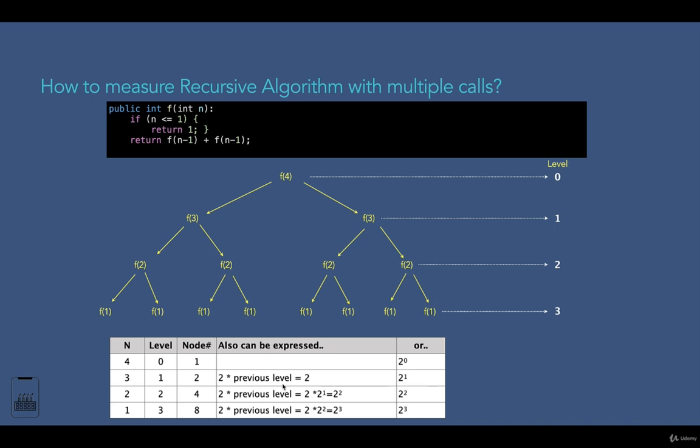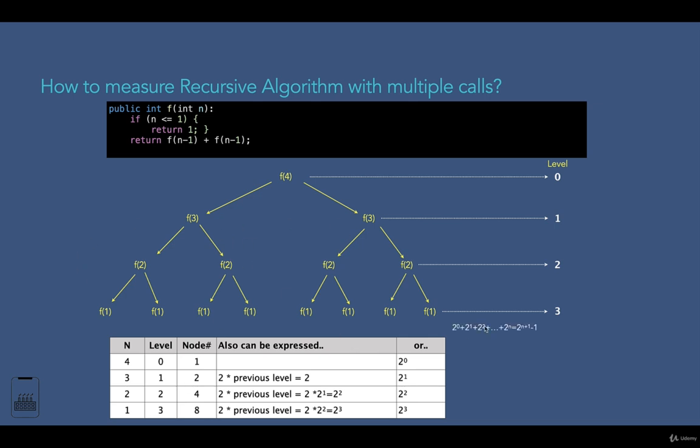And these numbers can be expressed as powers of 2. So in level 0, it's going to be 2 to the power of 0. In level 1, it's 2 multiplied with the previous level, so it's going to be 2 multiplied with 2 to the power of 0, so it's 2 to the power of 1. Then in level 2, we have 2 multiplied with the value that comes from the previous level. In the previous level, we have 2 to the power of 1, so 2 multiplied with 2 to the power of 1 is going to be 2 to the power of 2. Then we continue to the third level. Calculating the same way, we get 2 to the power of 3. If we sum up the number of nodes in these levels, we will get 15, which is the number of calls we counted from here.